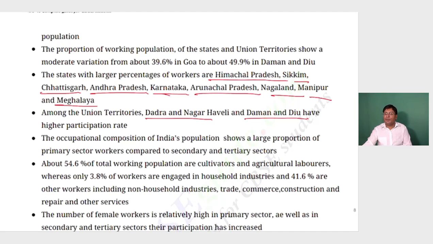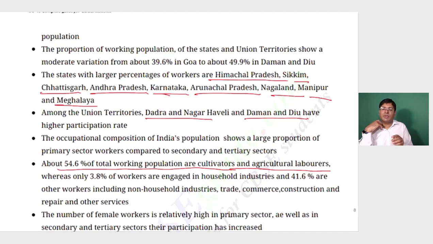About 54.6% of total working populations are cultivators. If we see the total population of India, about 54.6% of the working class population are the cultivators and the agricultural laborers. मतलब 54.6% people are engaged in the working class, not total population.